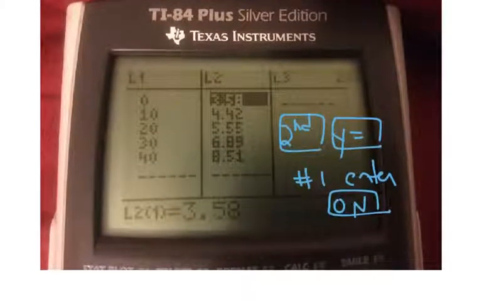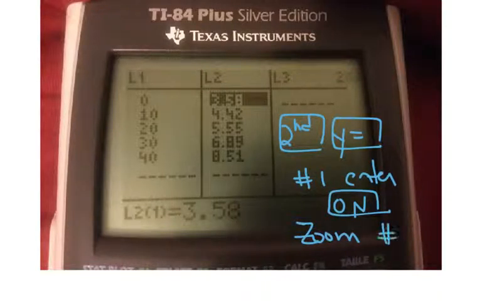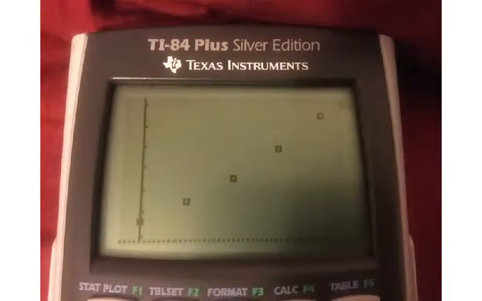So it'll turn the stat plot on. Once it's on, you don't have to turn it off again unless the calculator won't graph for you. But for now, just leave it on, and then press Zoom, number 9. That's your ZoomStat, and you should get this graph. Because it looks like the graph is doing this, we're going to go with it being exponential growth.